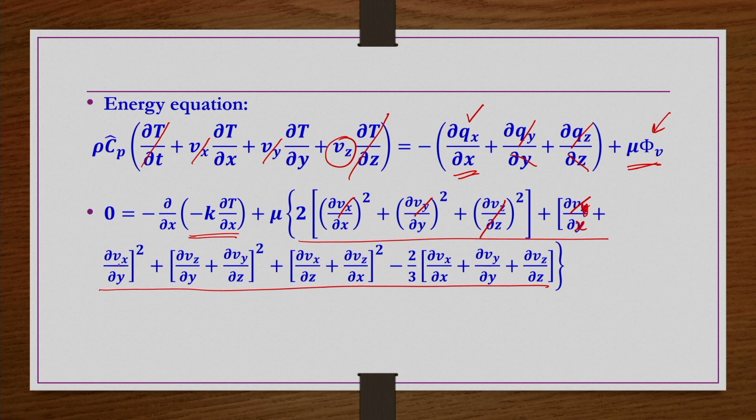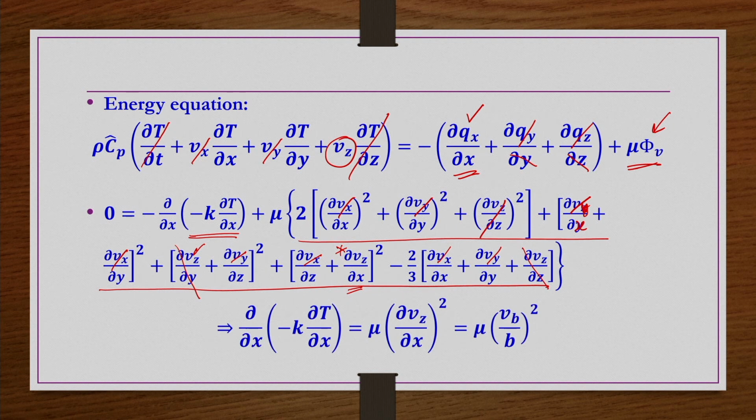Here Vy is 0, Vx is also 0, Vz is existing, but it is not a function of y. So, it is 0. Vy is 0, Vx is not existing, Vz is existing and it is a function of x. So, this term would be there. Vx is 0, Vy is 0, but Vz is existing, but it is not a function of z. So, this term is also 0.